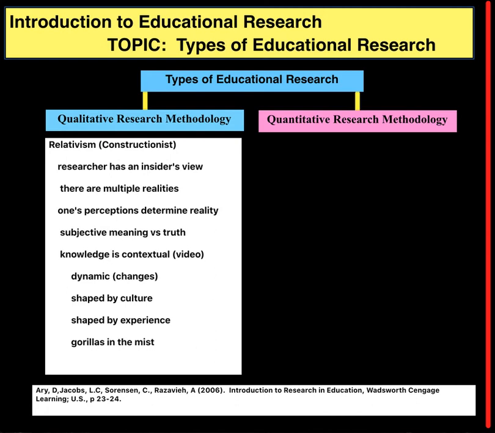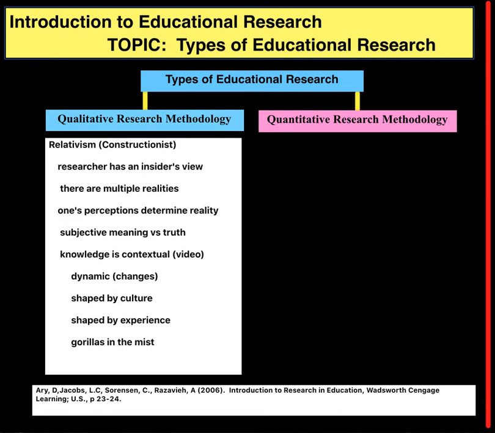There is a search for subjective meaning versus absolute truths. And knowledge is considered contextual. It's influenced by the context that it's presented in. And if you remember the video on theory of knowledge, a lot of times the images were presented in a certain context that distorted or changed what the image was. So the knowledge that was received, we had to rely on the context that it was presented in. And it sees knowledge as dynamic, it changes. It's shaped by culture. It's shaped by experience.